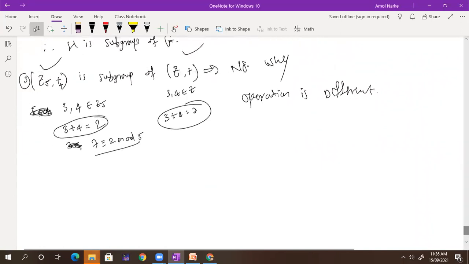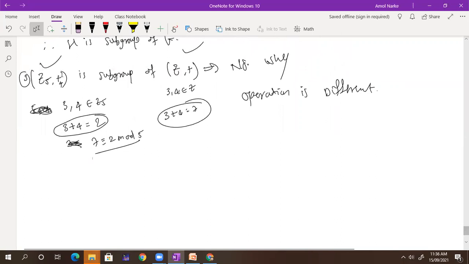Okay, see. When I talked about Z5 plus 4, Z5 is nothing but the modulo group that we have discussed. What is modulo? 7 is congruent to 2 mod n. So that operation is different from the normal plus. So this is not a subgroup. It is itself a group, but in Z5 that plus operation is different from the one here.